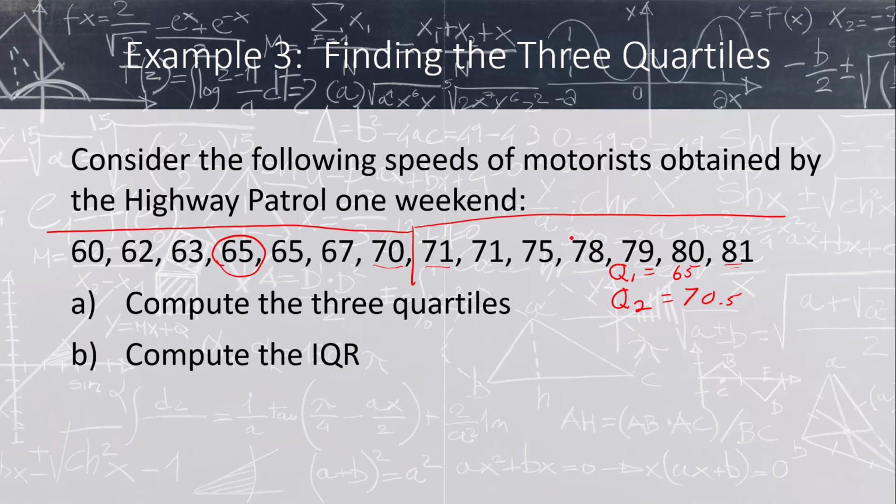Similarly, 78, this number right here, is the number in the middle for the upper half. So Q3 is going to be equal to 78. So there we are. We have our 3 quartile values. As far as the IQR is concerned, remember the interquartile range is going to be the difference between Q3 and Q1. So that will be 78 minus 65, which will give us 13.